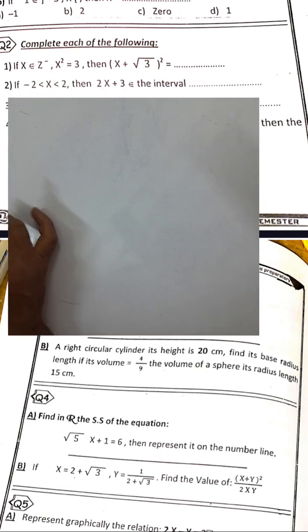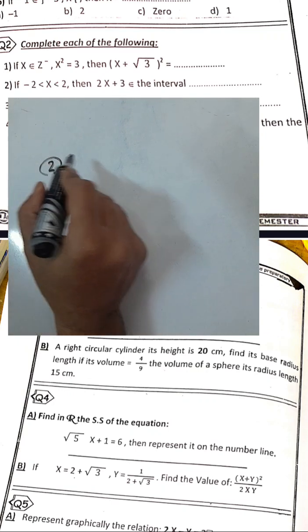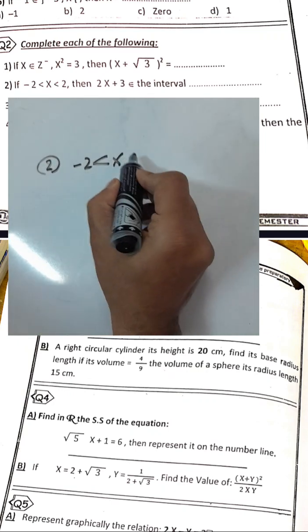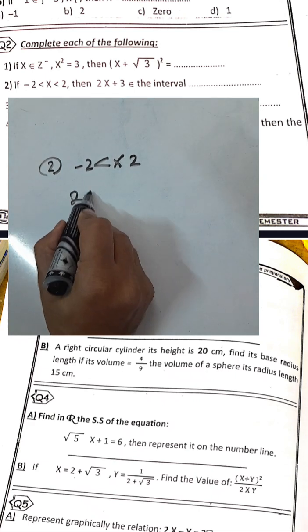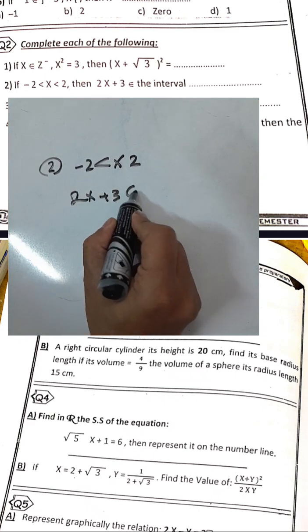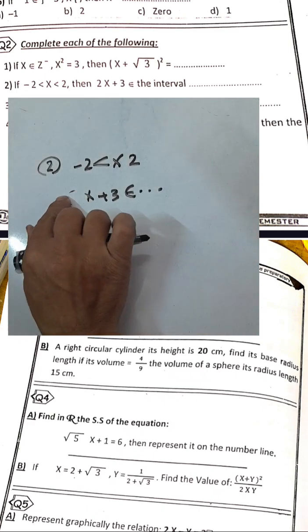Question number 2. If negative 2 is less than x, less than 2, then the value of 2x plus 3 belongs to what? We can multiply by 2 here.